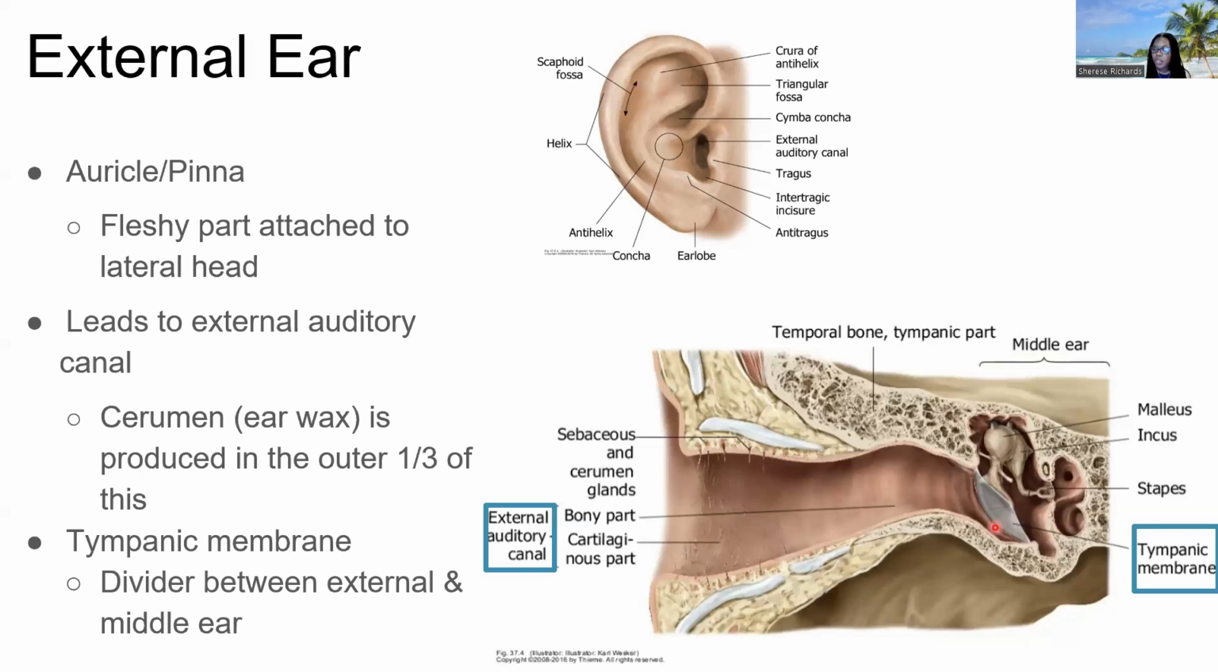In layman's terms, we refer to this as the eardrum, and this helps to divide the external ear from the middle ear. So here's that tympanic membrane, and it really does function like a drum in that it brings these vibrations or these sound waves that are being trapped from the environment, and then they start creating vibrations against this structure.